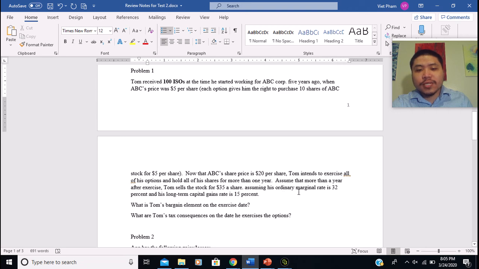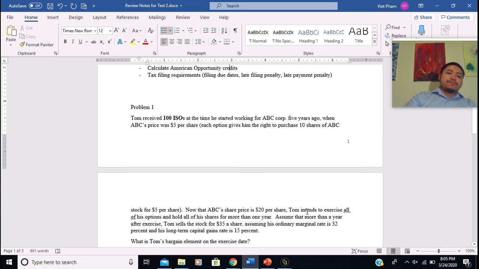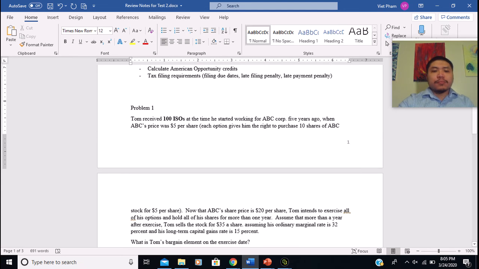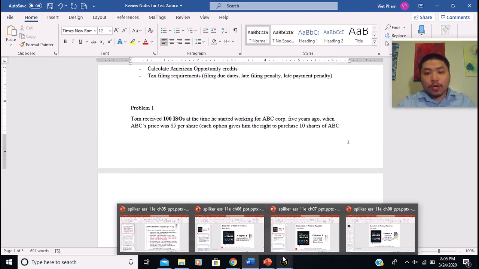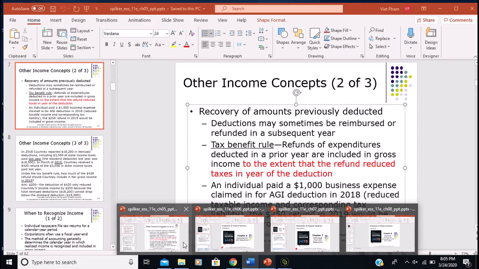Assuming that his ordinary marginal tax rate is 32% and his long-term capital gain rate is 15%, the question asks, what is Tom's bargain element on the exercise date, and what are Tom's tax consequences on the date that he exercised the options, basically the exercise date? So remember, there are 2 types of stock option, right? So let's go back to chapter 5.